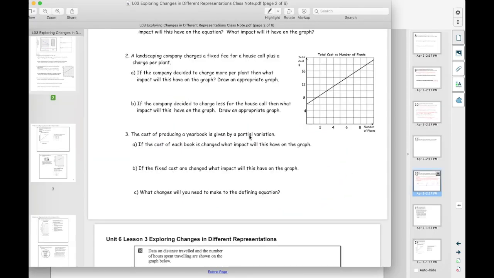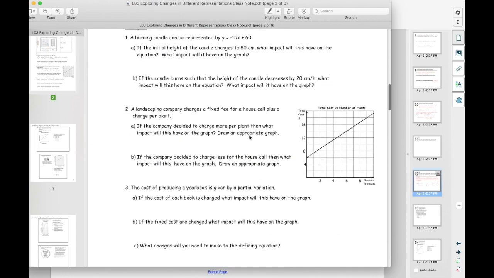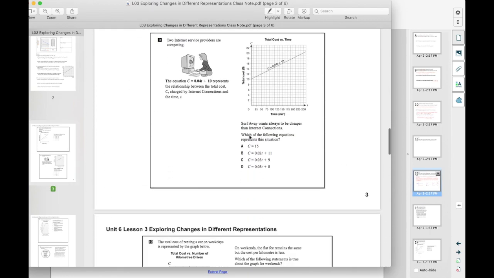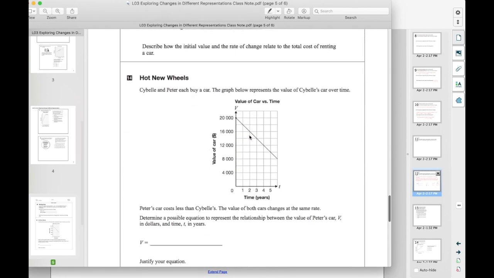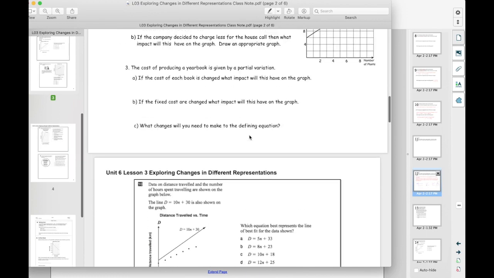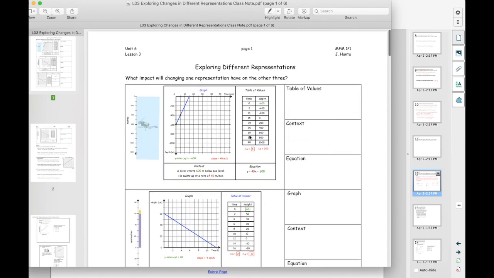So on this particular sheet here, we've now done all of these pages. We've answered all the questions here. And then there were some multiple choice questions and some other questions for you to look at. So I'm going to suggest you try those, and the solutions to these will be posted online. That brings us to the end of our lesson, exploring the changes in the different representations. Wrapping your head around changing a rate of change or initial condition, and the most common kind of question you'll see is what impact would that have on the graph.